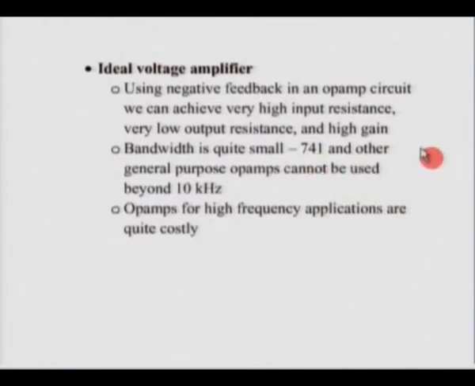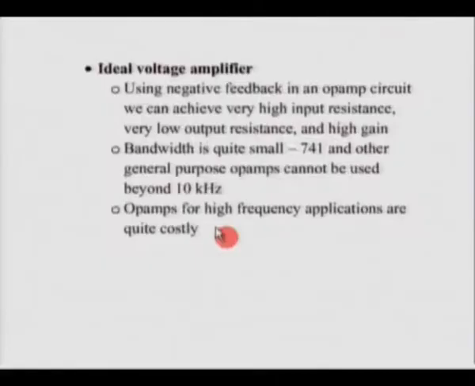However, when we think about op amps, very often we think of them as ideal blocks, but there are a few disadvantages which general purpose op amps have. Let us look at 741. The 741 and other general purpose op amps cannot be used for applications beyond about 10 kilohertz. This is because of the slew rate limitation, which happens because of the internal compensation provided in an op amp. So most of the time you cannot use a 741 for applications beyond 10 kilohertz.